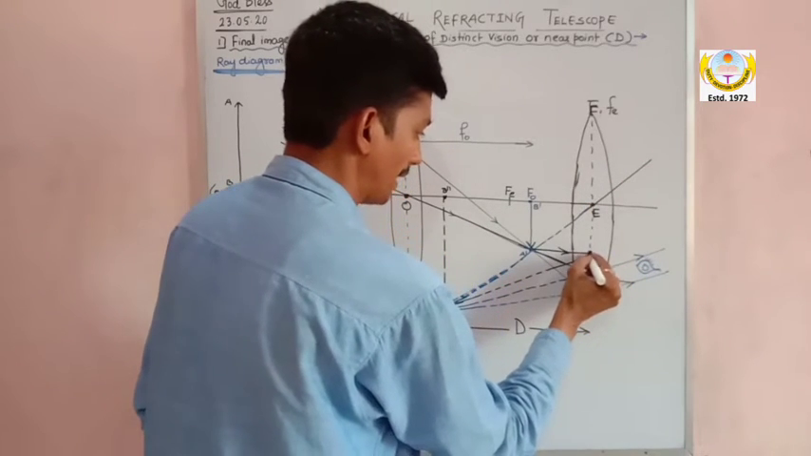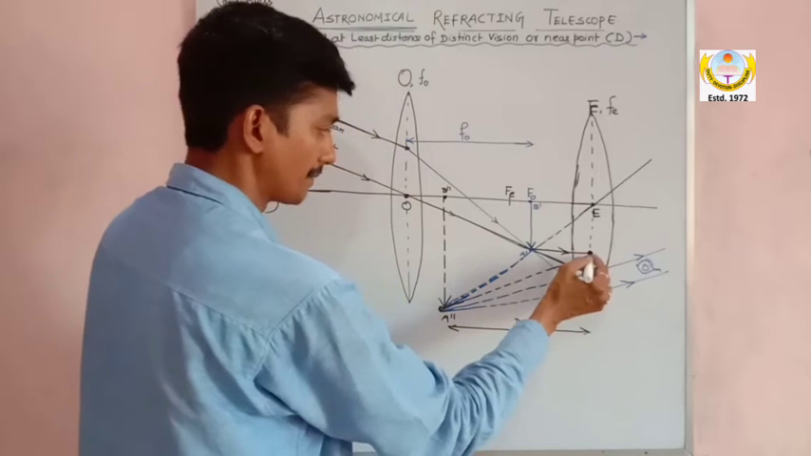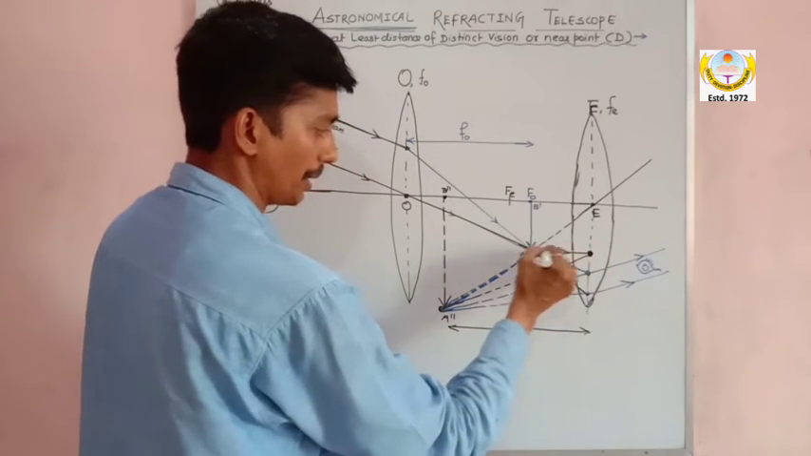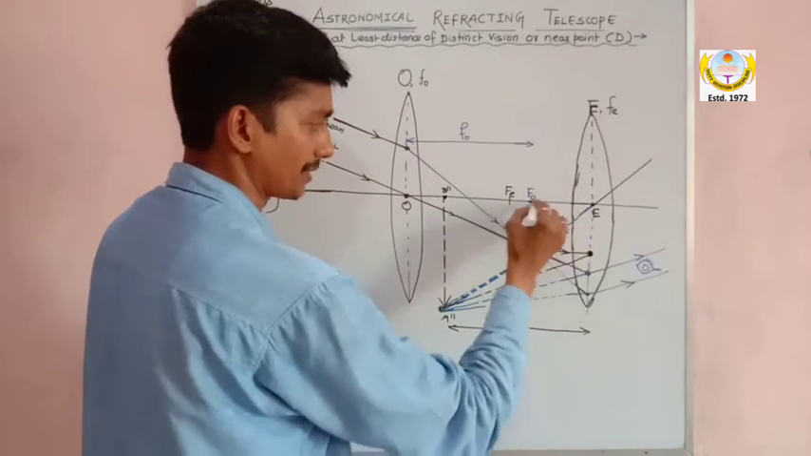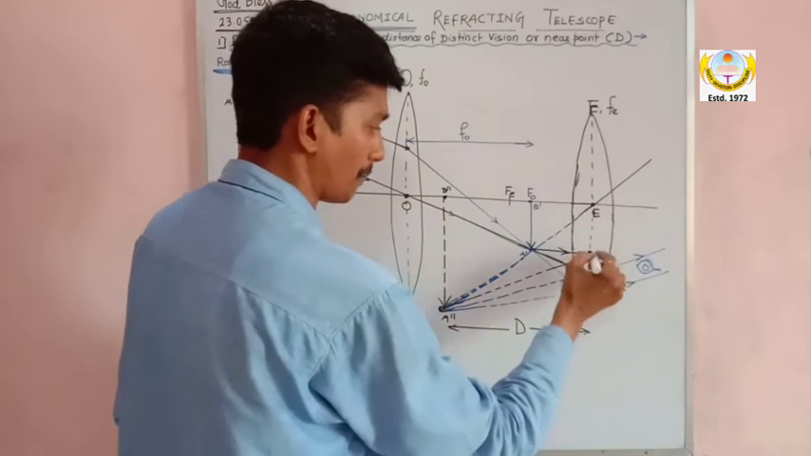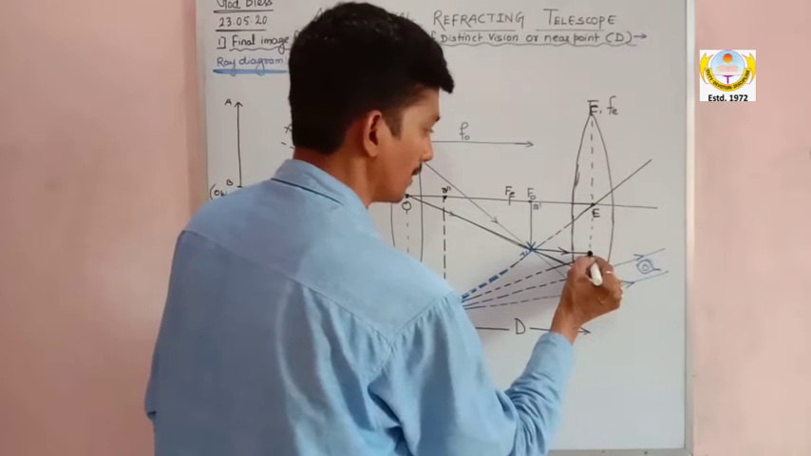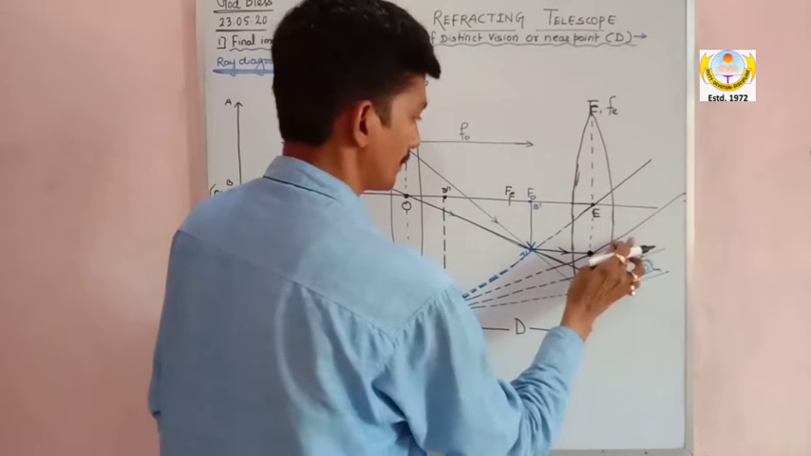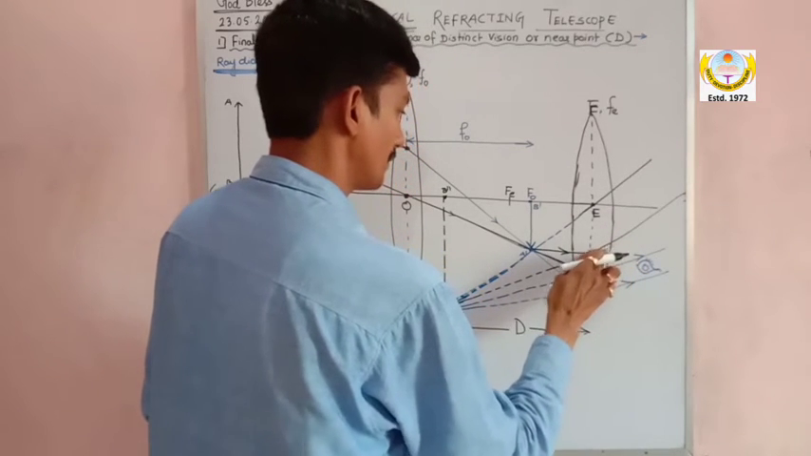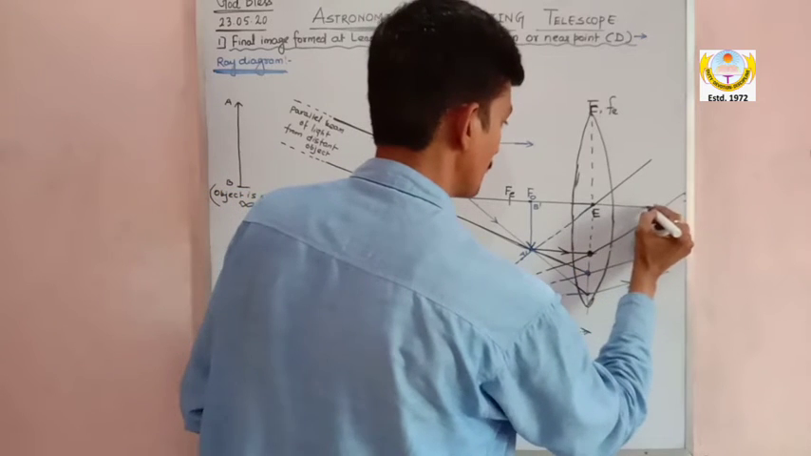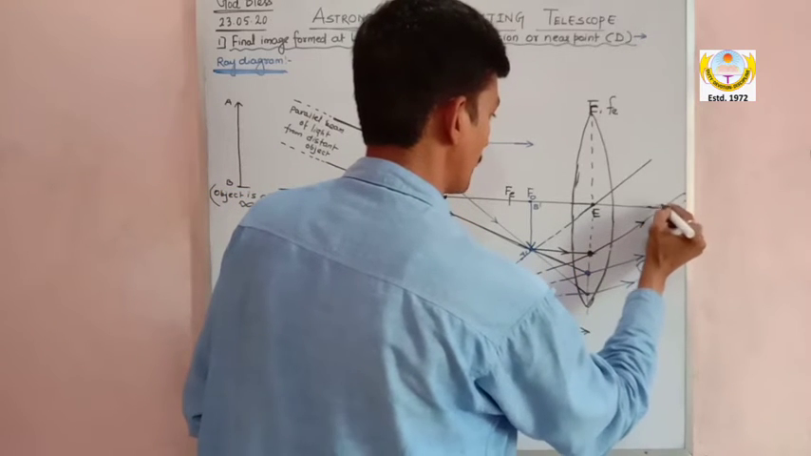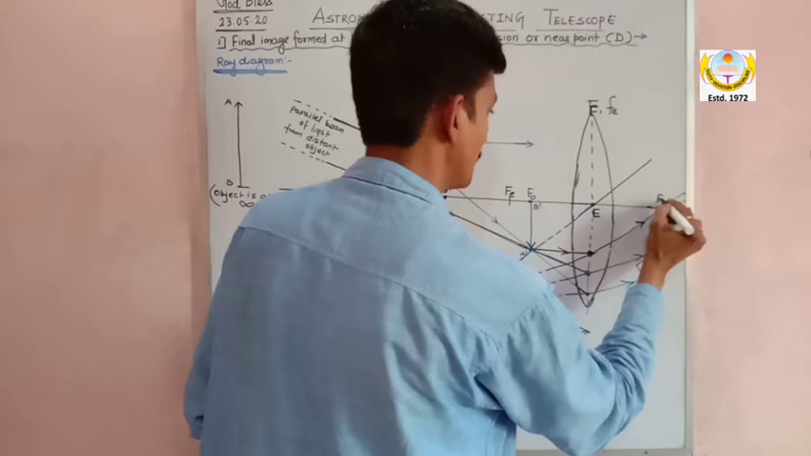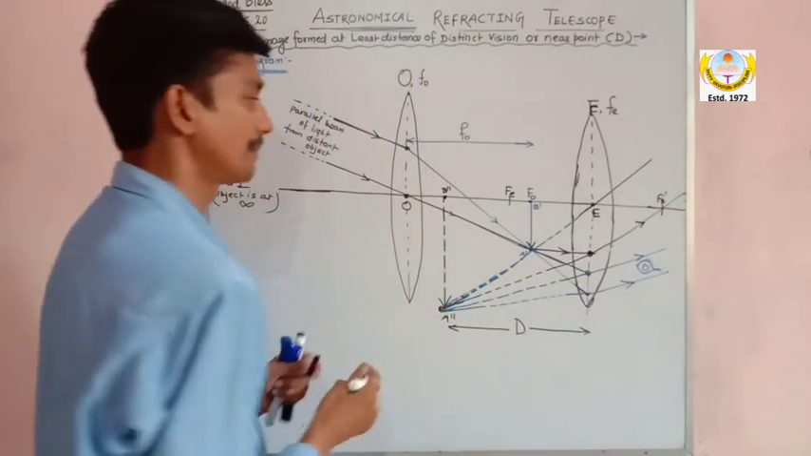Here this one, my dear, this one you all can see, this particular ray going parallel to the principal axis. Then after refraction from the eyepiece, it will go through the principal focus. It will go through the principal focus of the eyepiece. I will mark it Fe dash.